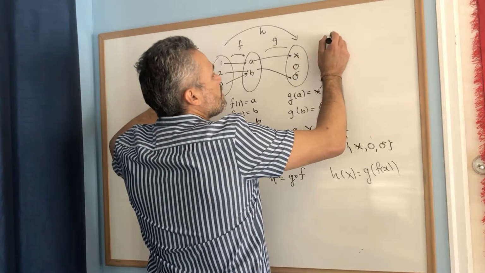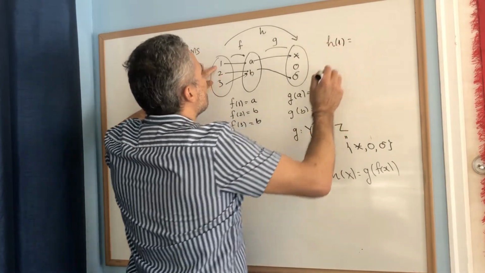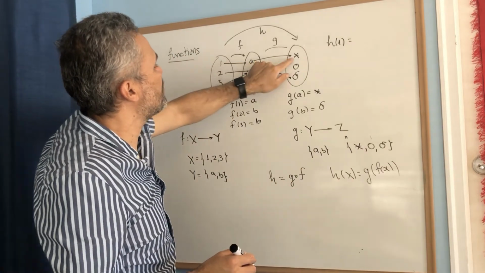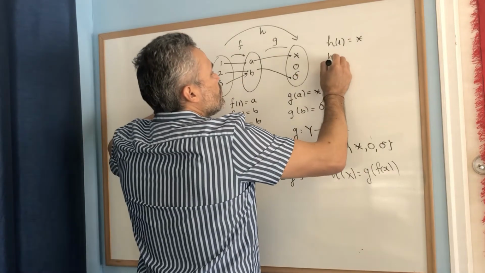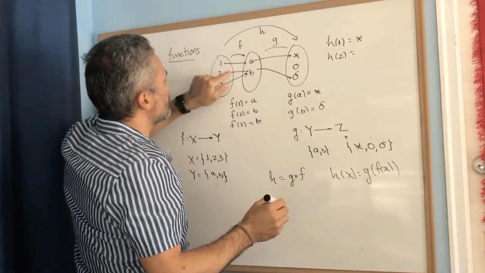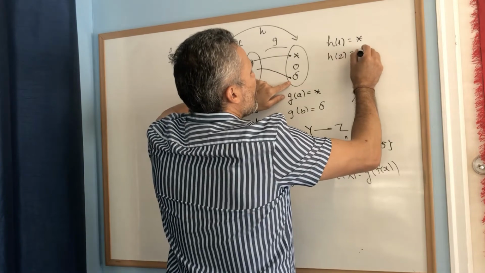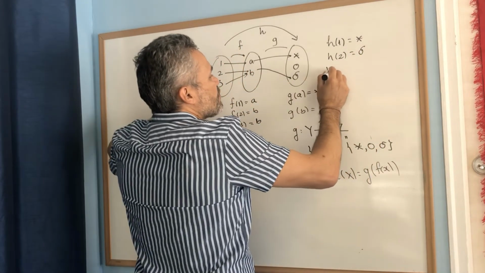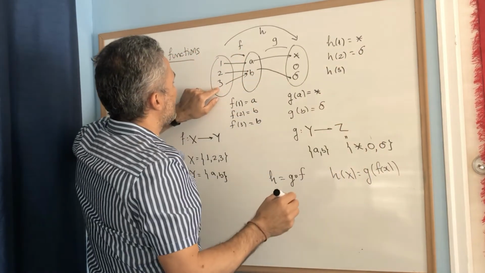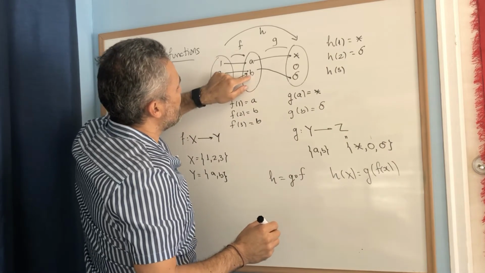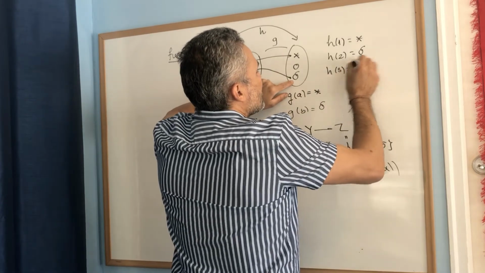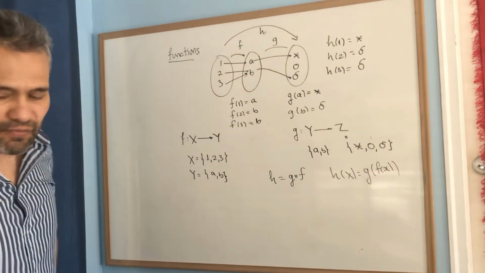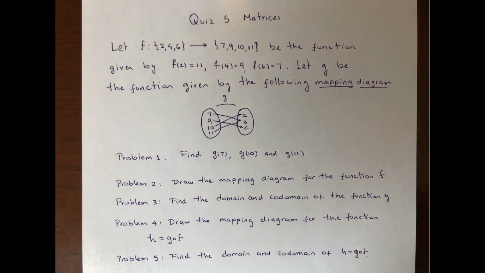Then what would be the composition evaluated at 1? Then 1 goes to a, and a goes to star. What is h of 2? 2 goes to b, and b goes to apple. And h of 3 would be f takes 3 into b, and g takes b into apple. Again, this is the composition of two functions. Please do this quiz.